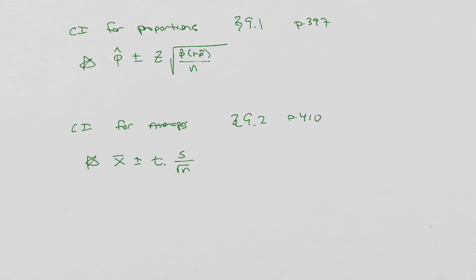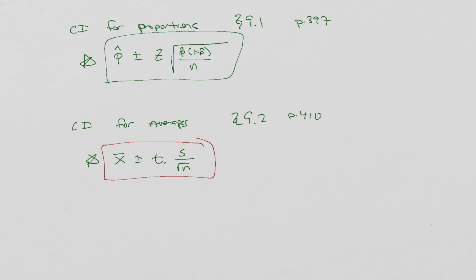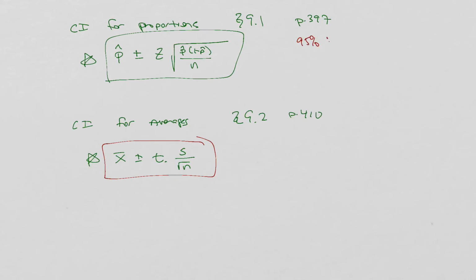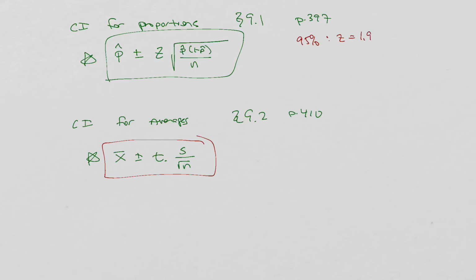Right? And you have to be able to read through the problem to see which type of a setting you're in. Right? If they're talking about proportions, you use that setting. If they're talking about averages, you use that setting. Right? And we'll have to use our charts to either look up these scores or know them. Like for instance, for a 95% confidence interval for the proportions, right? That z-score was what, 1.96.